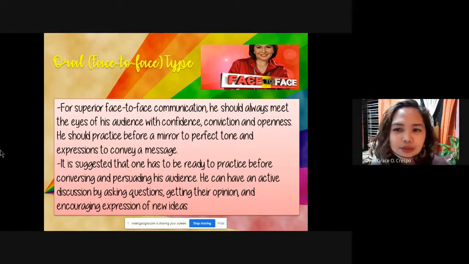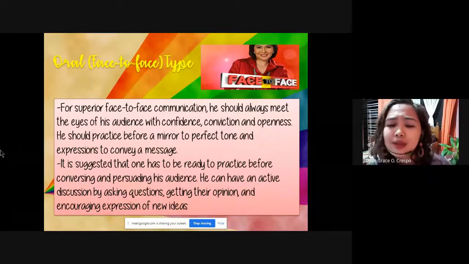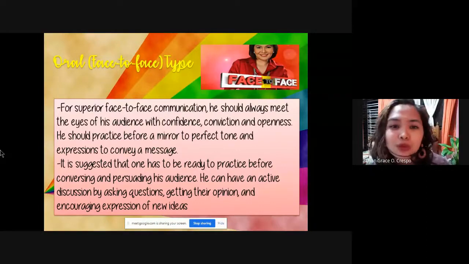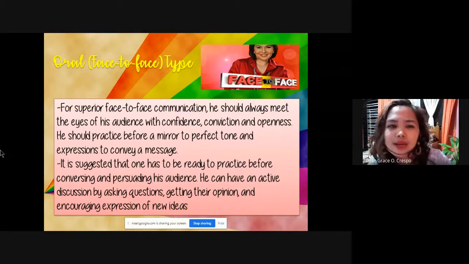So, kumakanta ako in front of the mirror. So, I'm looking at my eye because eye to eye is very important. And that's what I'm training. When I train my students for declamation, oration, extemporaneous speech, I told them, okay, lock the restroom. Nilock yung restroom. But right, that's true. I locked the restroom.